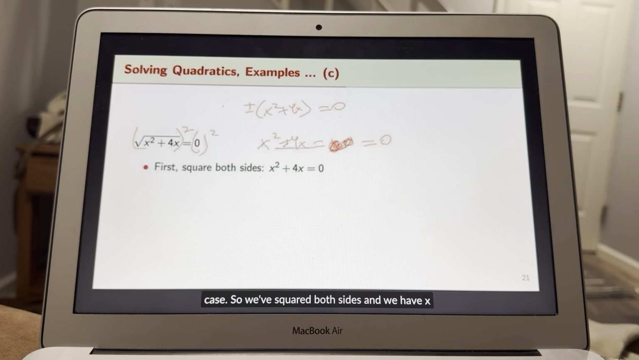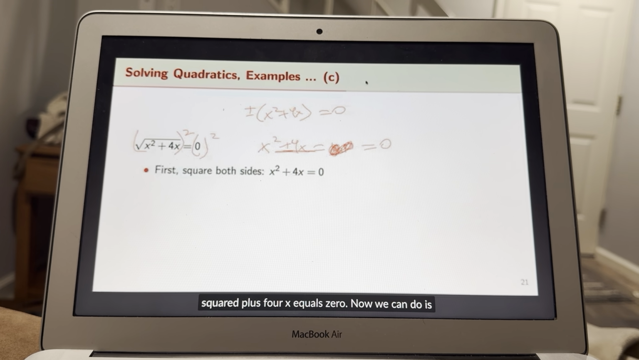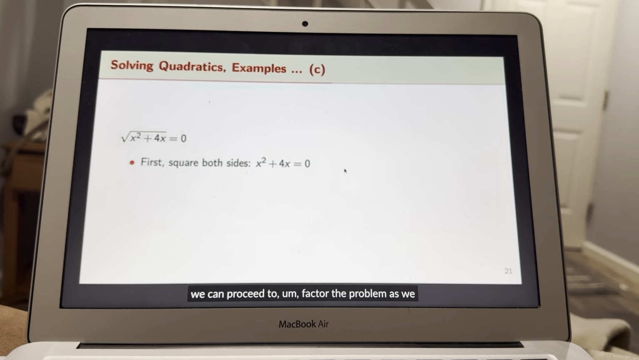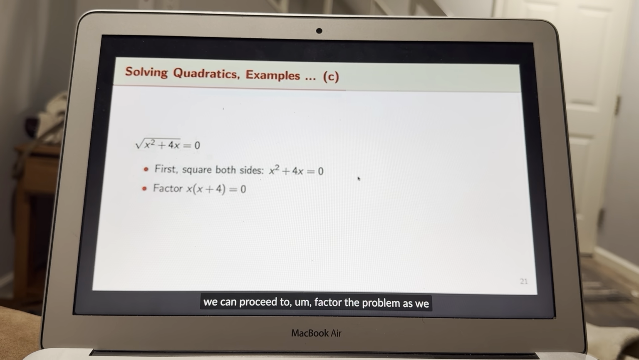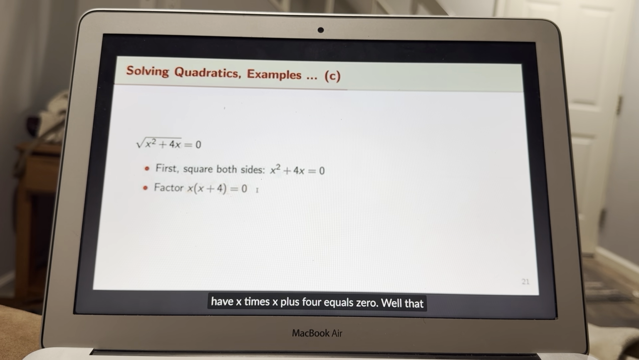So we've squared both sides, and we have x squared plus 4x equals 0. Now what we can do is proceed to factor the problem as we would in any other case. We can factor an x out. We have x times (x plus 4) equals 0.